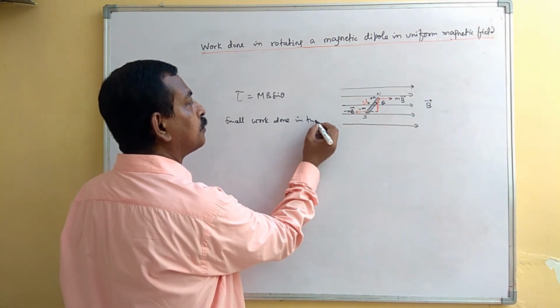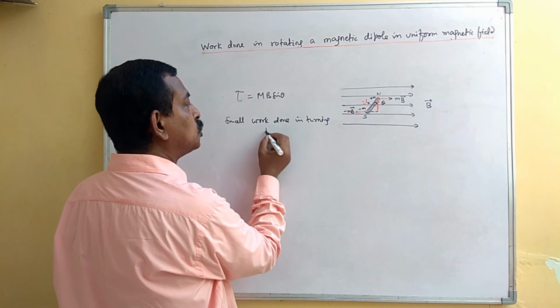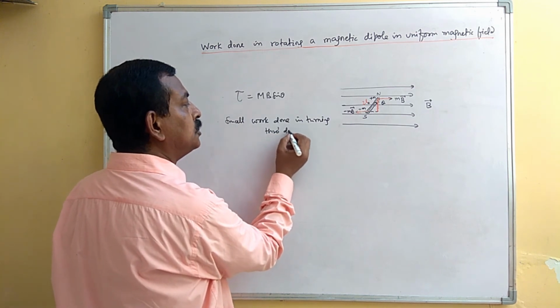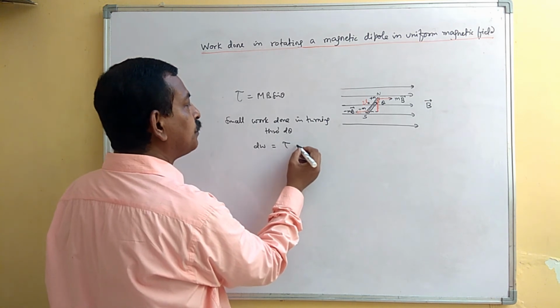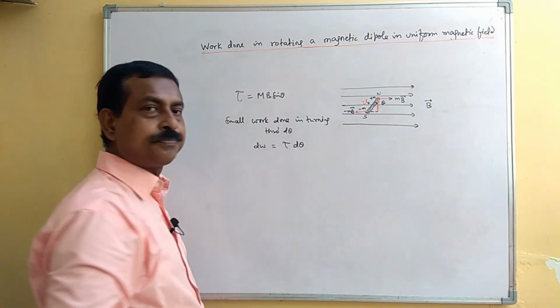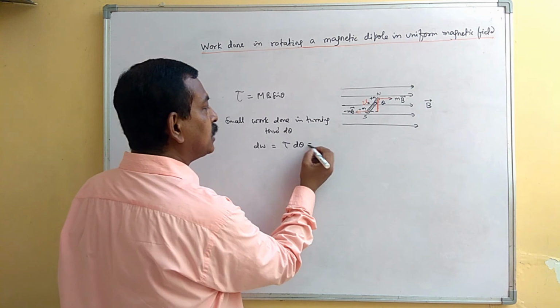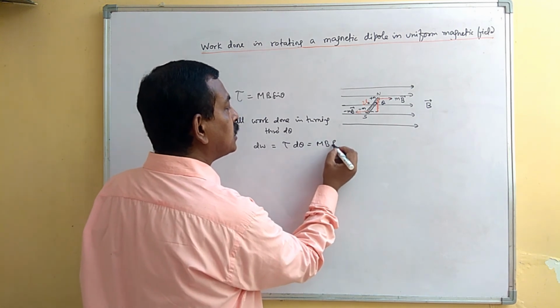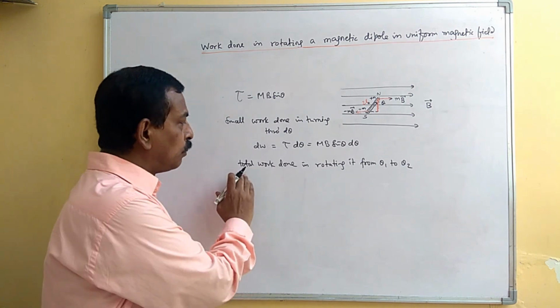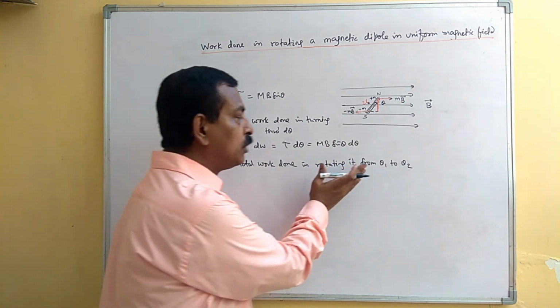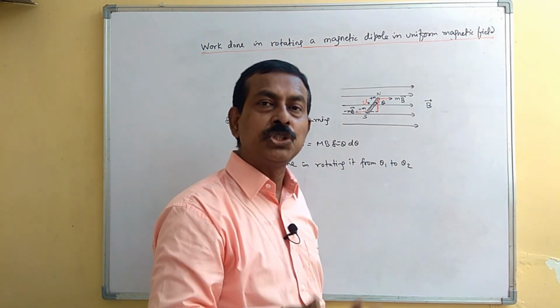In turning through d theta, a small work done will be tau d theta. So we can write it as mB sine theta d theta. Suppose we want to find the total work done in rotating it from theta 1 to theta 2.